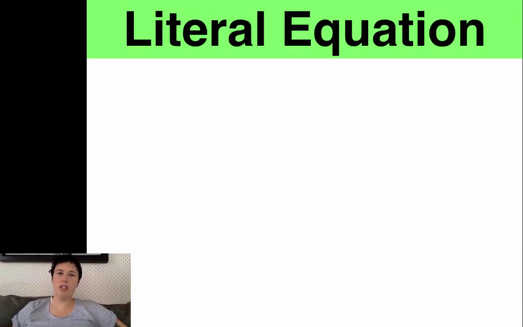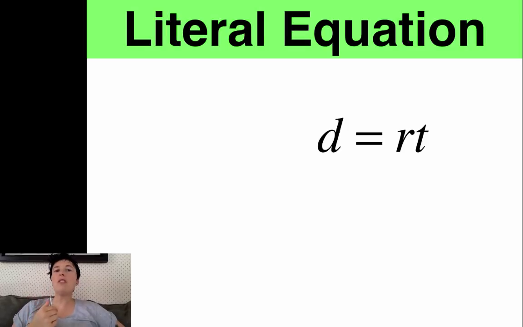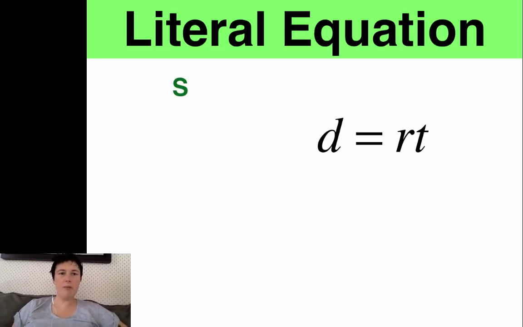So another name for this process is we call it literal equations. A literal equation is a multivariable equation, but typically it's ones that we know that stand for things. I'll give you some examples here. D equals R times T. Distance equals rate times time. Remember we did this in class earlier this year? This is a literal equation. It's multivariable. It's got three variables, D, R, and T. But it's also literal because D stands for distance, R stands for rate, and T stands for time.